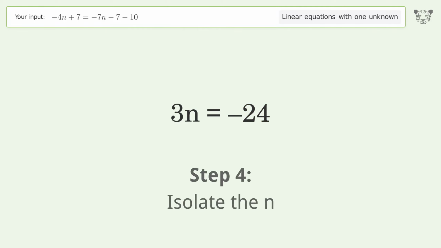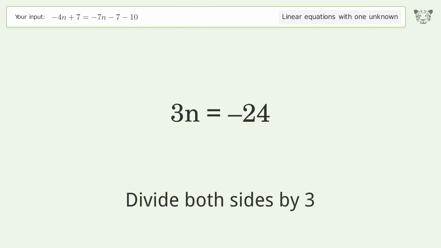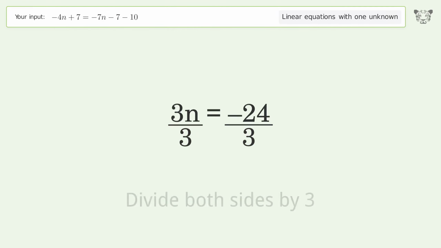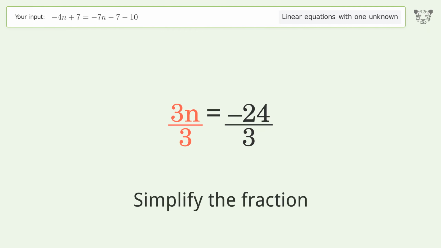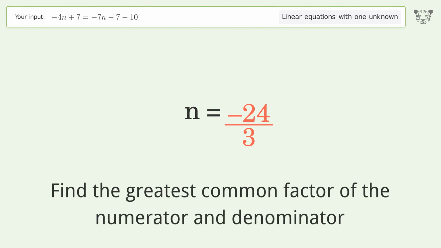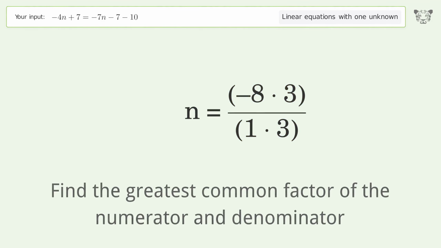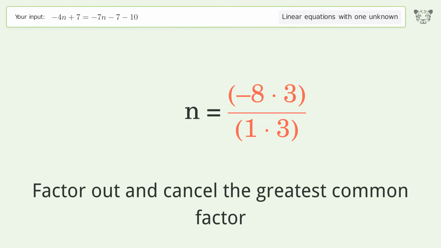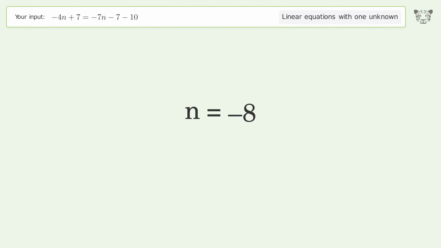Isolate the n. Divide both sides by 3. Simplify the fraction. Find the greatest common factor of the numerator and denominator. Factor out and cancel the greatest common factor. And so the final result is n equals -8.